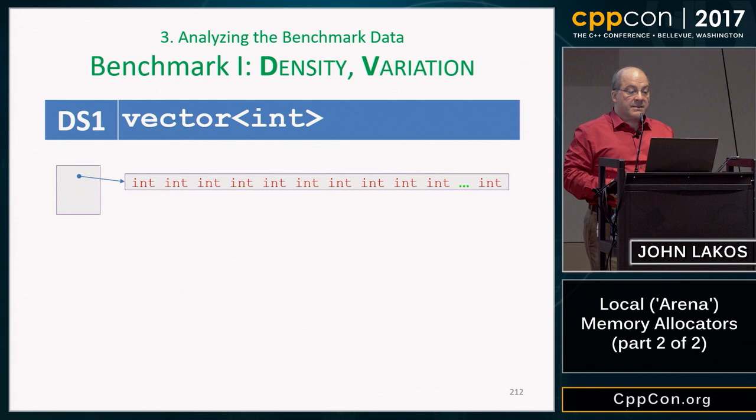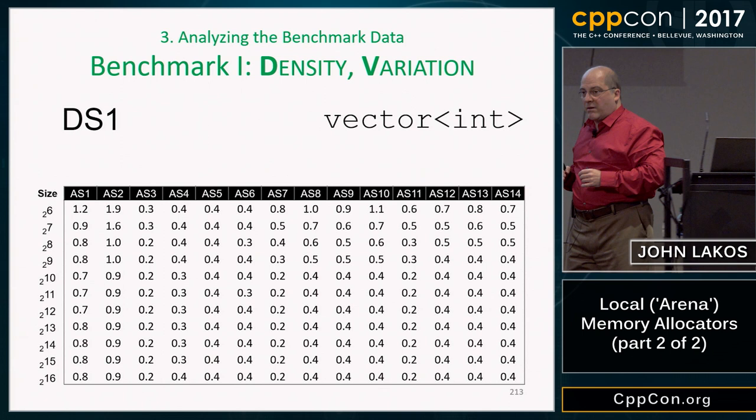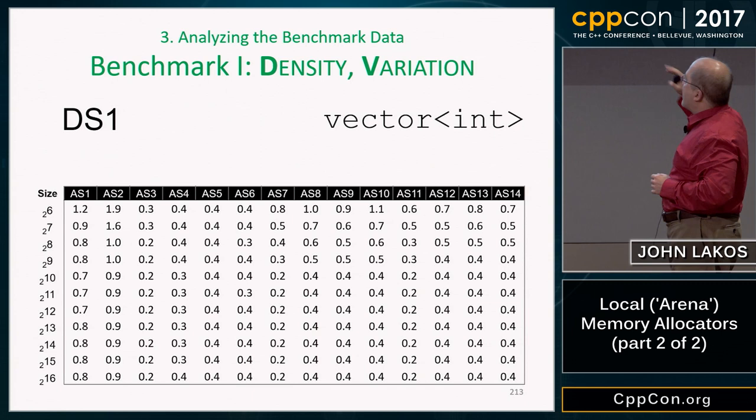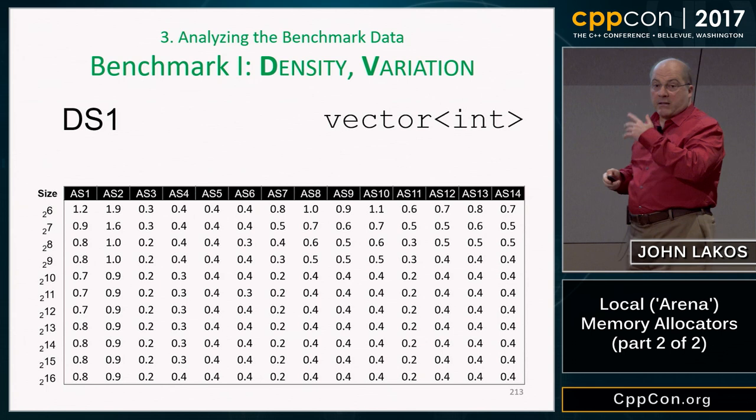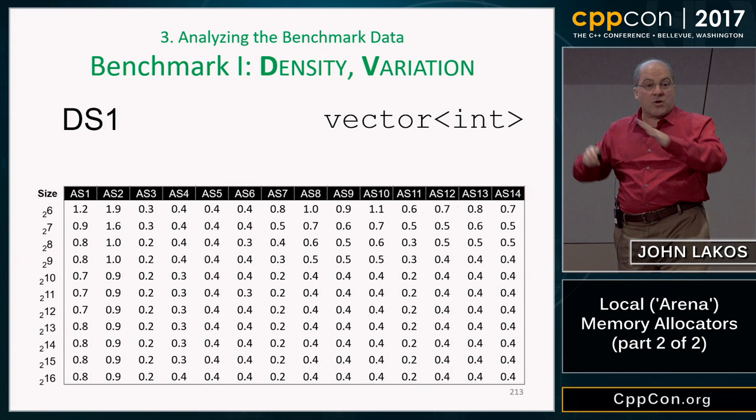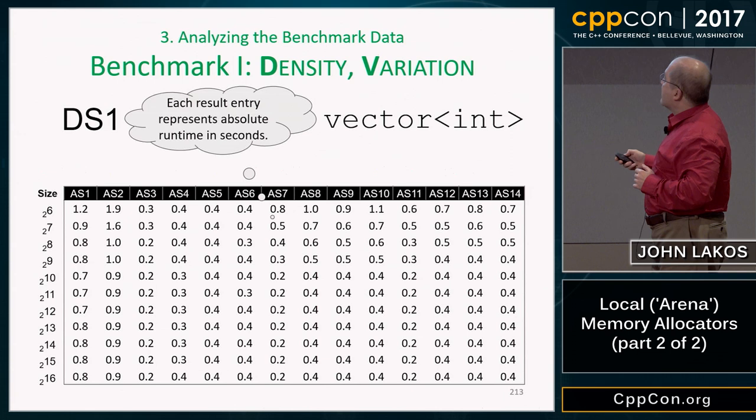So here's vector of int. Now, you're probably going to say, I don't really know what all these black and white numbers are on here. What does that mean? We've got these 14 strategies, and we've got these different sizes. And look at all this wonderful data. This particular example is not very interesting because there's only one allocation going on, which is vector of int. So this whole slide isn't really all that interesting. But it is interesting because we need to do a little better. So let's see if we can make it a little more readable. Does that help?